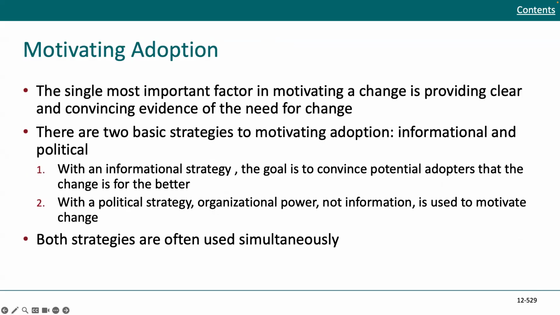How do we go about motivating adoption? The single most important factor in motivating a change is providing clear and convincing evidence of the need for change. There are two basic strategies for motivating change: informational and political. With an informational strategy, the goal is to convince potential adopters that the change is for the better. And for a political strategy, organizational power, not information, is used to motivate the change. Both strategies are often used simultaneously, and so you can keep that in mind.